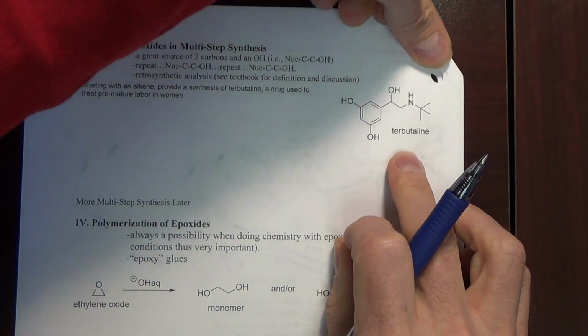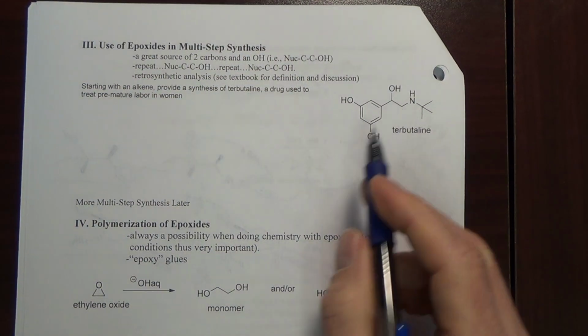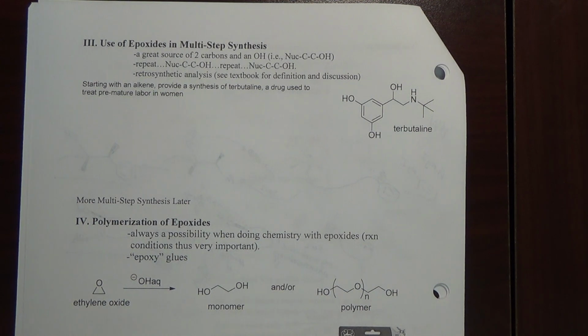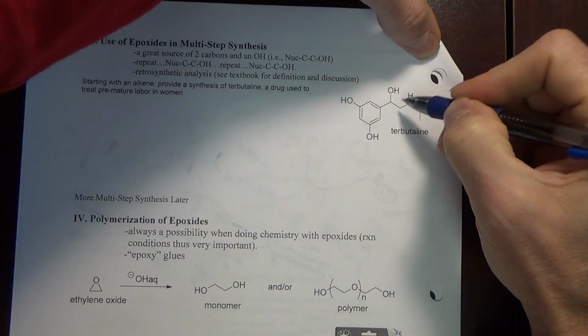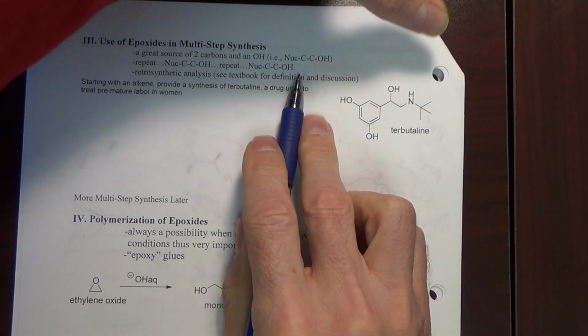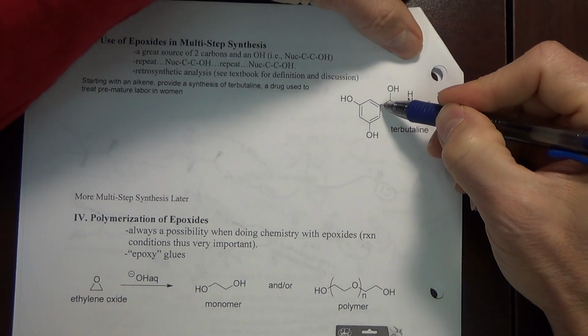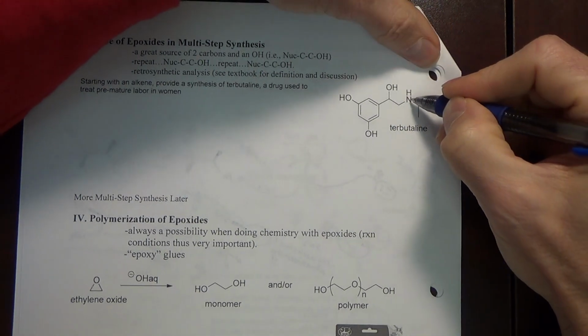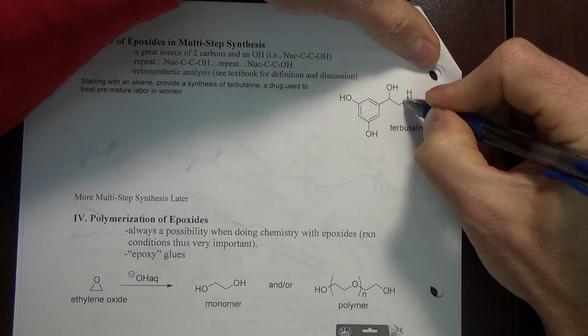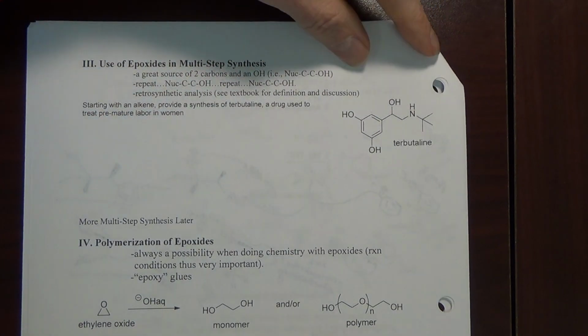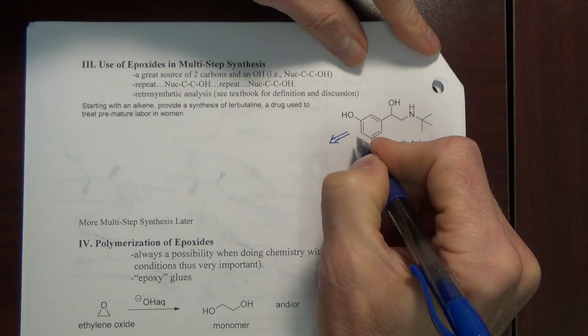This is terbutaline. It's a compound used to treat or prevent premature labor in women. It has hormonal properties. But I see a carbon-carbon OH. Now the carbons are going to have to be sp3 carbons, okay? Because the carbons of an epoxide are sp3. So this carbon wouldn't count. But here I have carbon-carbon OH. And I have a nitrogen. We know nitrogen is often a nucleophile. So nucleophile right here, carbon-carbon OH. And so I can think about that and back this up using a retrosynthetic analysis.